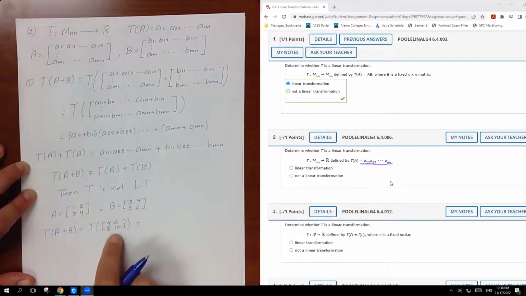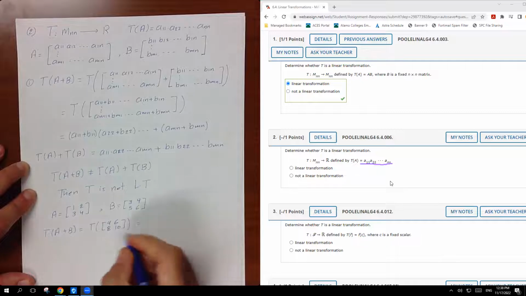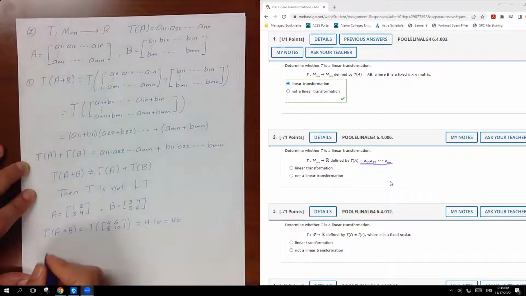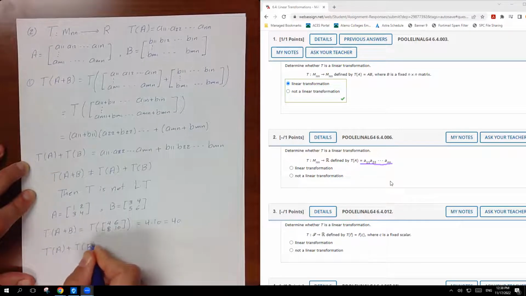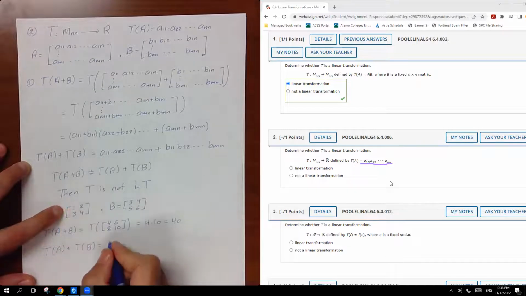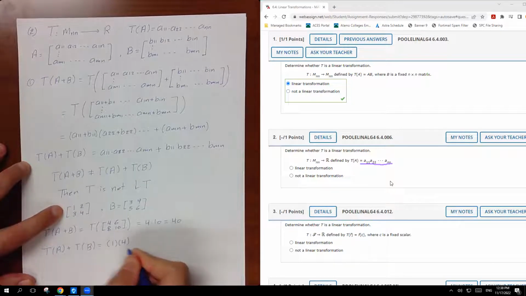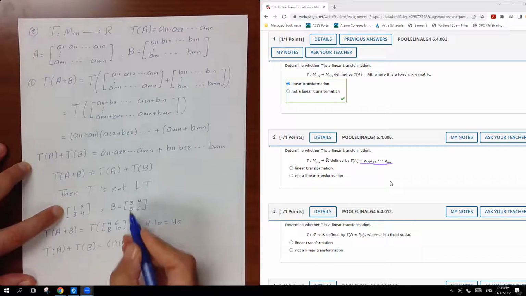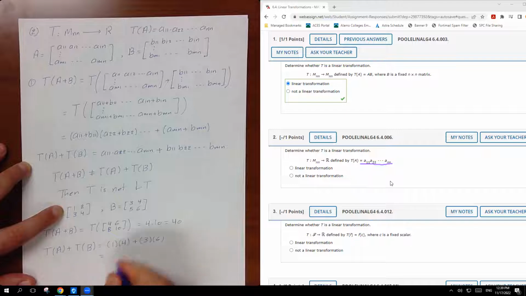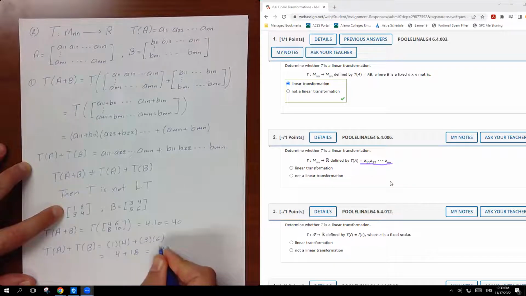The transformation for this matrix is going to be the multiplication of the diagonal, which is 4 times 10, and this one equals 40. Now let's check the transformation of the matrix A plus the transformation of the matrix B. The transformation of the matrix A is going to be 1 times 4 plus the transformation of the matrix B, which is going to be 3 times 6. And this one equals 4 plus 18, which is equal to 22.